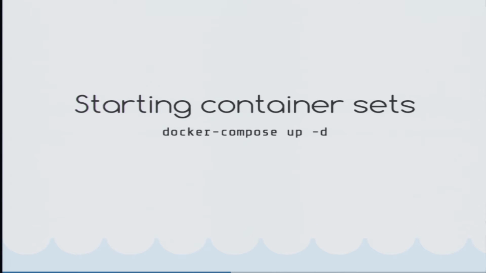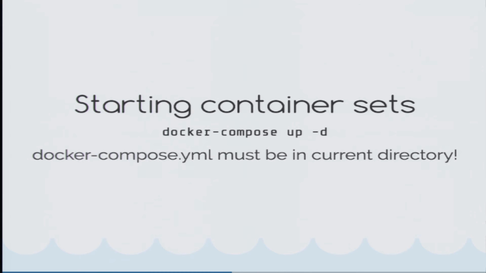All right, we made our file, we saved it to the root of our project directory. Let's start it up. How do we start it? We do a docker compose up. And just like we did that docker run before, we're going to run it in the background with -d. Remember that the docker-compose.yaml file has to be in the same directory that you execute this command from. Otherwise, compose doesn't know where to find the file.